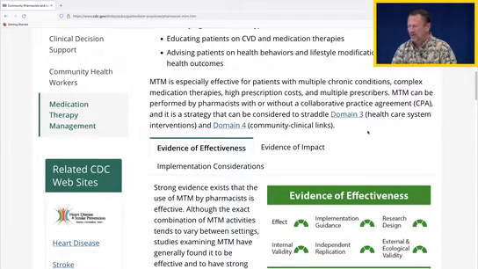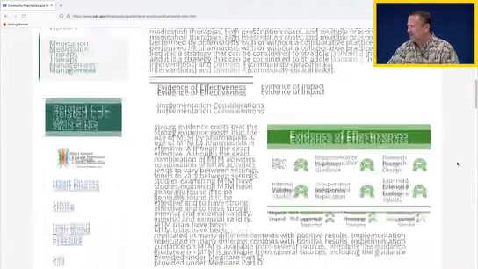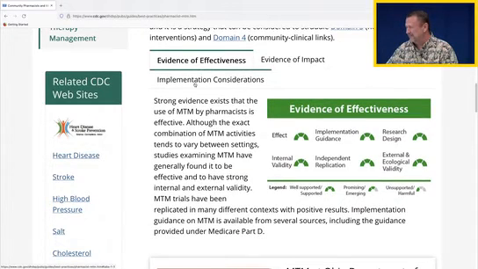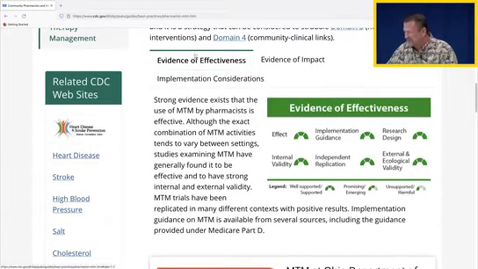And so the PowerPoint slides that you have, that I have from the board review, have very limited explanation of MTM, and I wanted to go through this website and show you really how important all of this is. And so we can look at the evidence of effectiveness of MTM, the evidence of impact, implementation considerations, and so evidence of effectiveness.